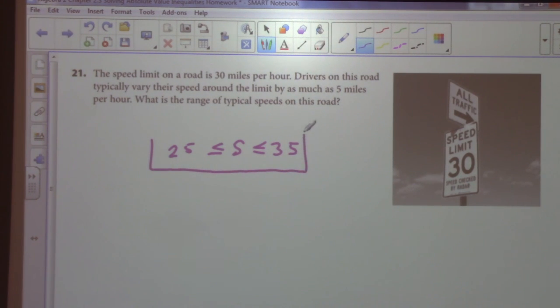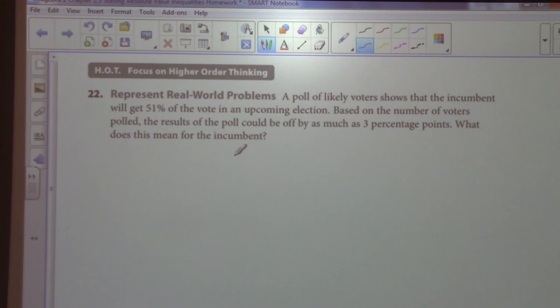Now I want to talk a little bit about this last one because it's kind of interesting in light of what we are in the midst of, an election season, major election season, a little over a month away. We have our presidential election. And a poll of likely voters shows that the incumbent will get 51% of the vote. And I was asked in 7th period what an incumbent was. We know what an incumbent is?